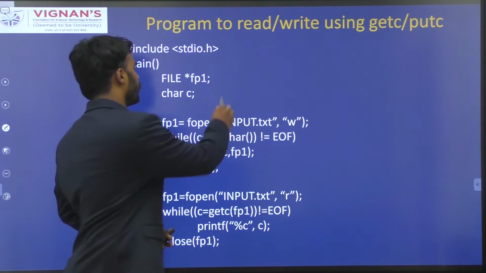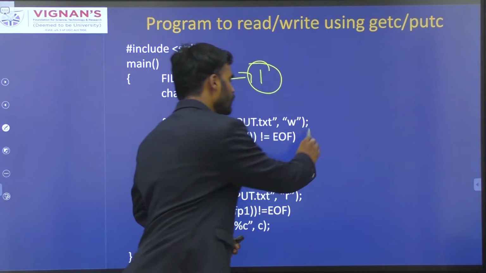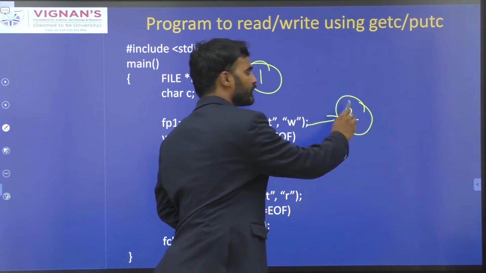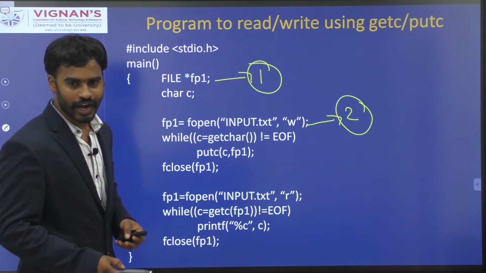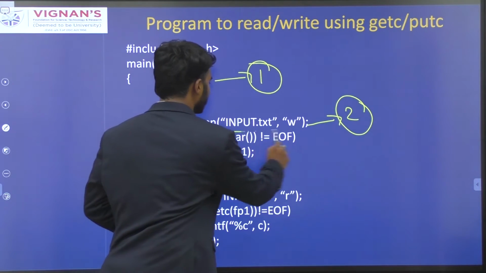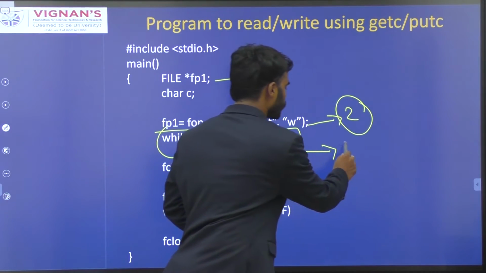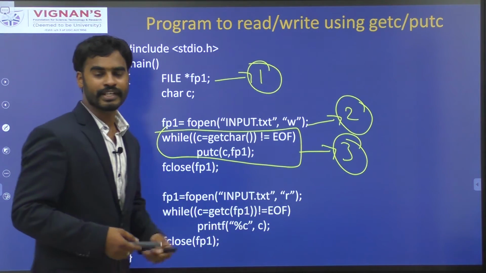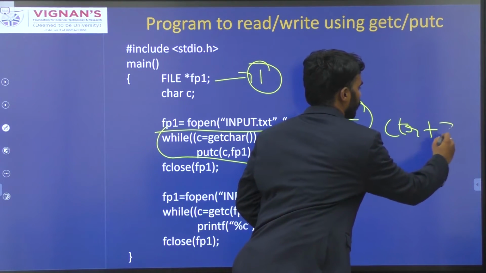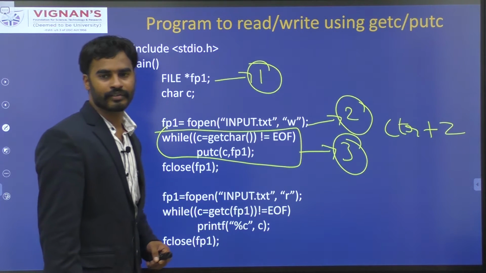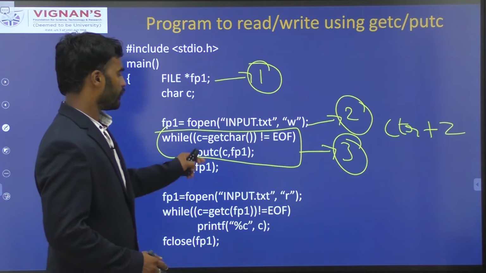First, create a file pointer and open the file in write mode, as you would like to write the data to the file. Then read contents from the console and put them into the file. This loop will terminate when you press Ctrl plus Z on the console. So when you stop feeding input, the loop will terminate, and then close the file.